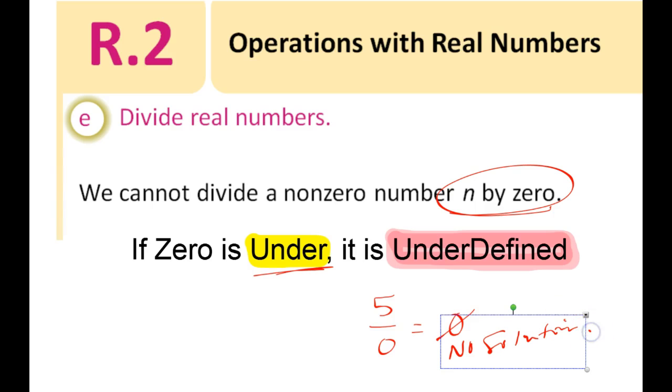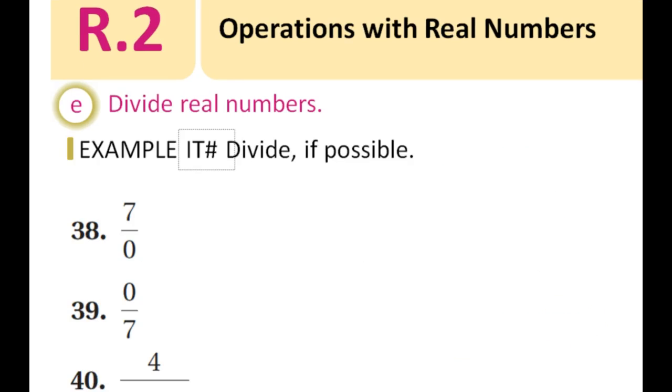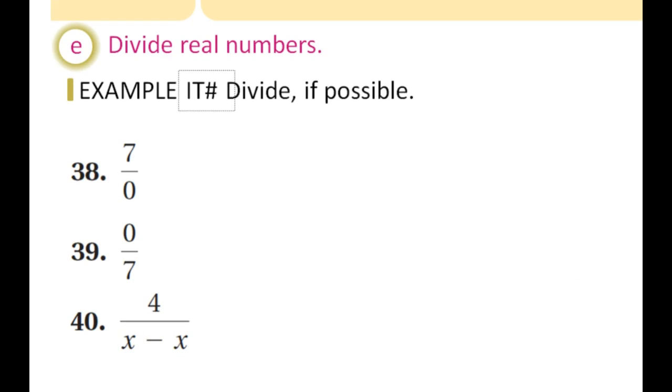On your calculator, if you do 5 divided by 0, your calculator will give you a strange error message, like it can't do it. Now be careful, 0 divided by 7 is defined as 0. That's a real number. Undefined is different.